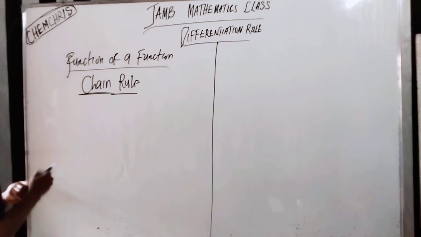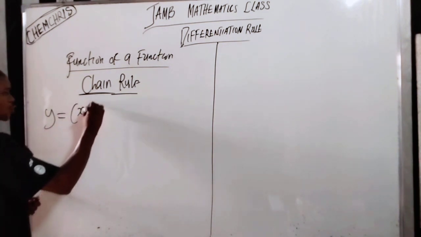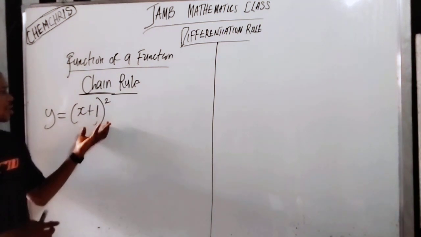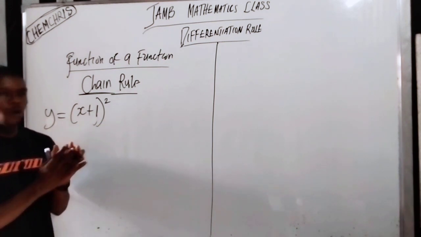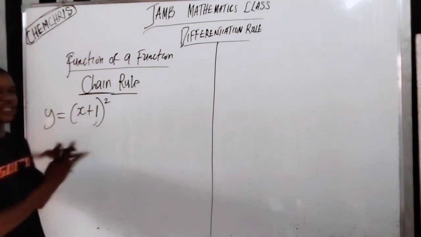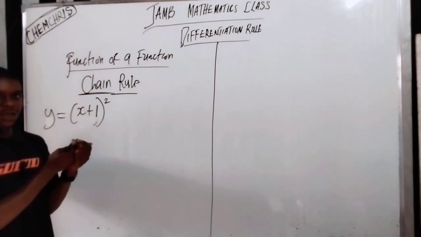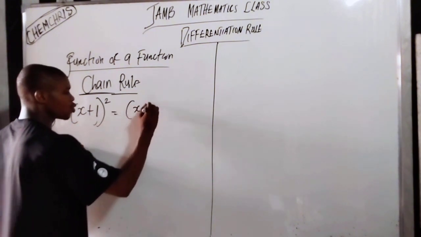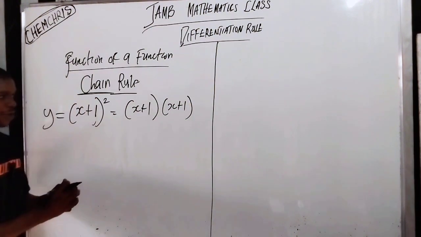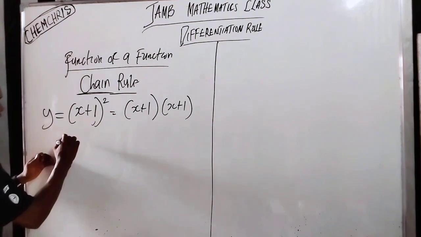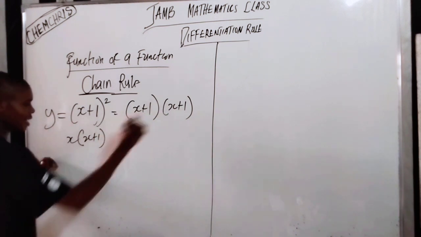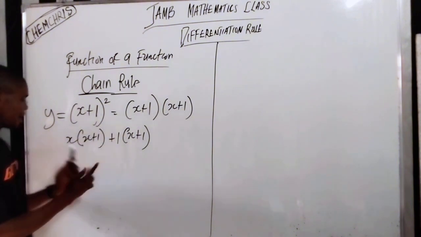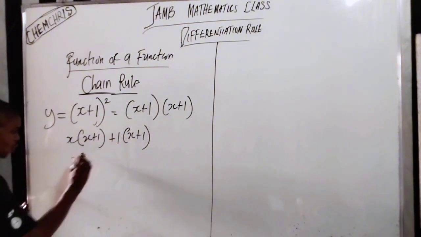Like what I said, if I have something like y equals x plus 1 raised to 2, you can easily differentiate this one when we expand it. Like this one, you can use the general method to solve it, because x plus 1 all squared is the same thing as x plus 1 times x plus 1 when we expand it, right? So in our expansion, you have x plus 1, then plus 1 times x plus 1. Do you understand? So when we expand it, x times x is x squared, right?